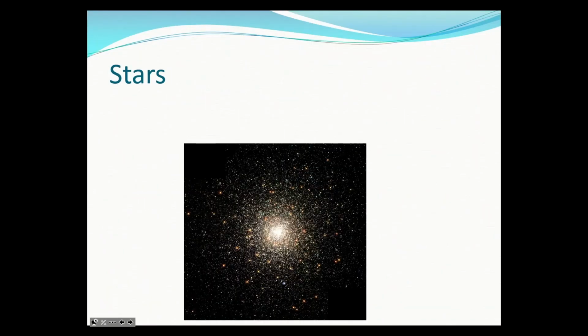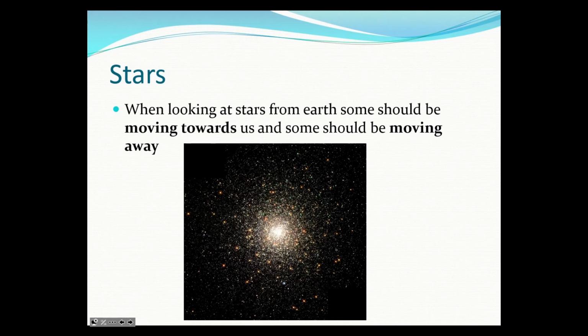So when looking at stars from Earth, you would expect some stars to be moving towards us and some to be moving away, right? It's kind of like if you stood in the middle of a road and you were looking at cars pass by, some cars would be moving towards you, some cars would be moving away from you. That's what you would expect. But with stars, you don't actually get that. When scientists look at stars, they see that almost all stars are moving away from us, which is weird.